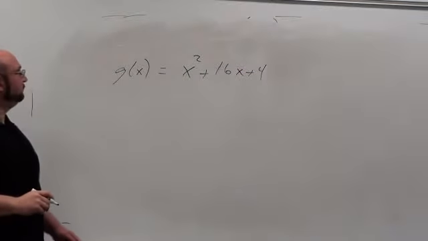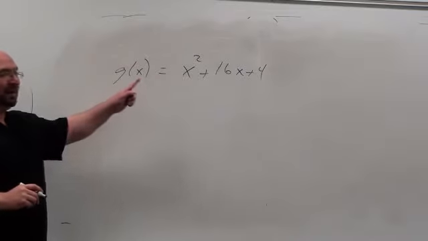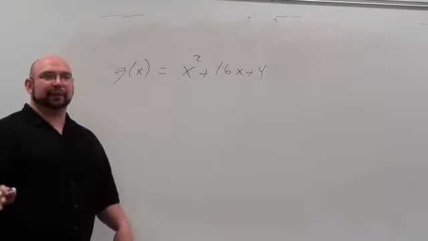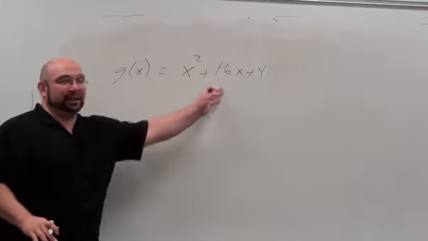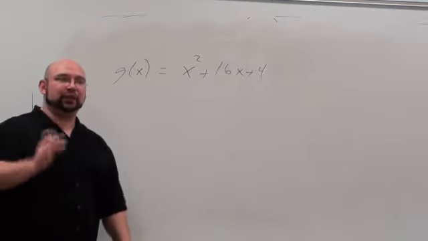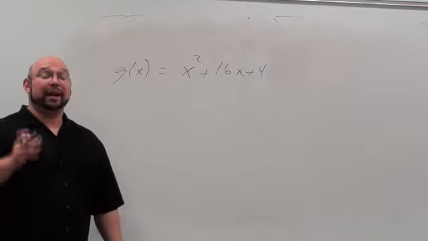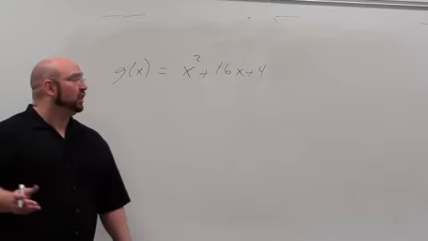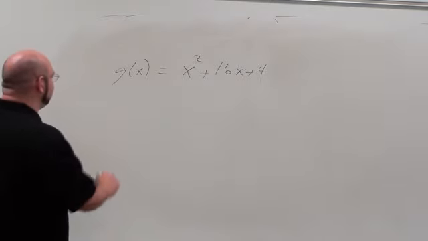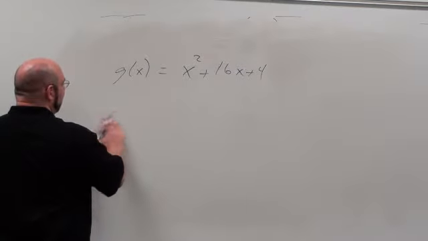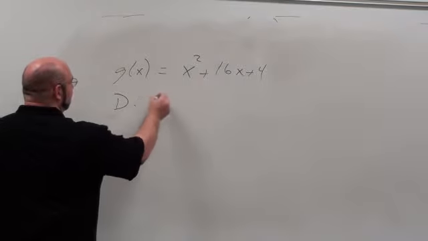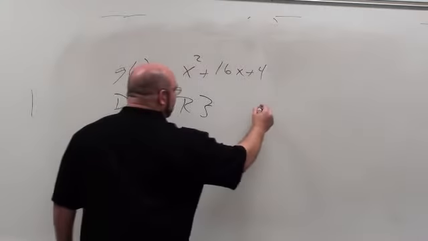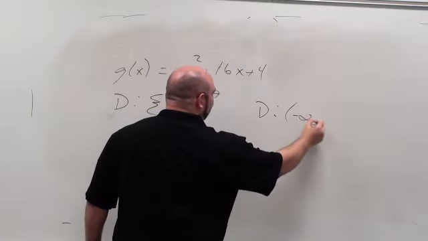For this one, notice that I don't have any square roots, so I don't have to worry about imaginary numbers. My denominator is 1. I have no variables in my denominator, and because of that, I know I don't have to worry about it being undefined. So for this one here, I'm going to say my domain is the set of all real numbers. Or I could say the domain is from negative infinity to positive infinity.